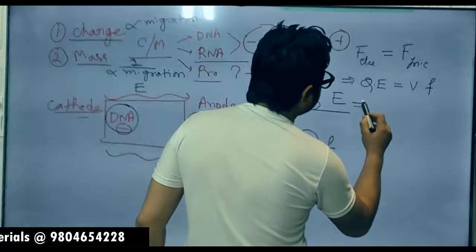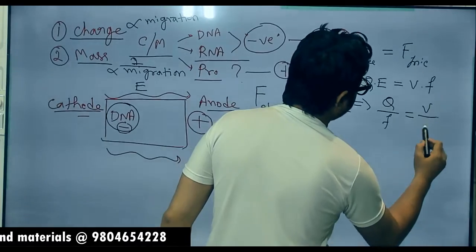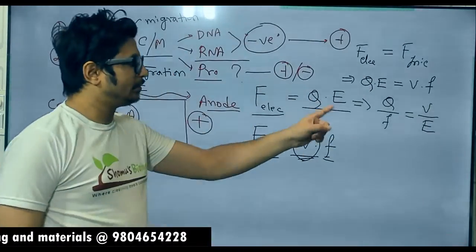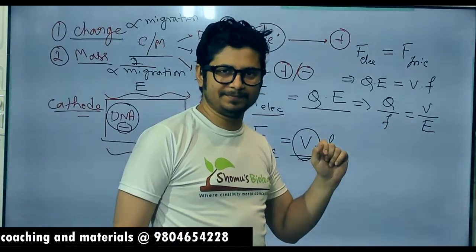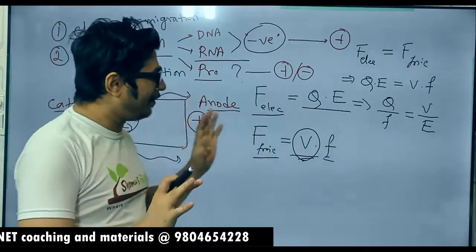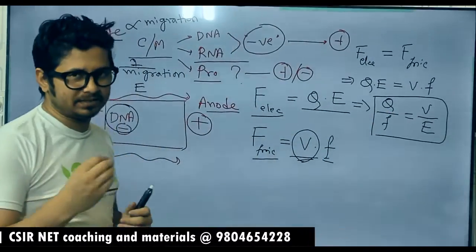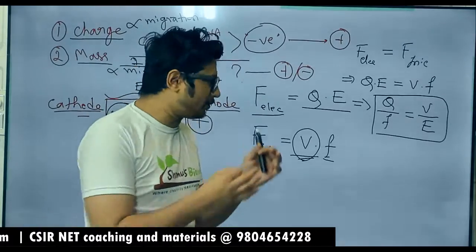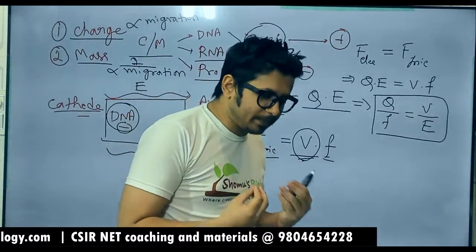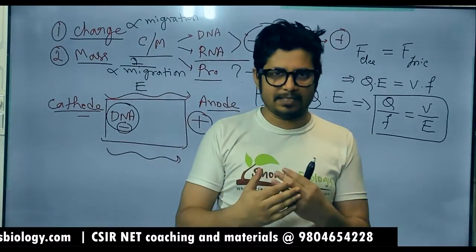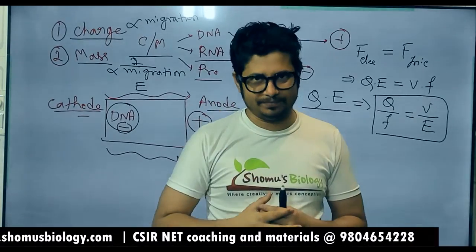Alright, so now we can rearrange it: Q by F equals V by E. So this is what we are getting, Q by F equals V by E. Got it? This is how we can derive the relationship of the charge to mass ratio. In very simple words, from this equation, if our target molecule has less mass, it will migrate further. If it has more charge, it will migrate further.